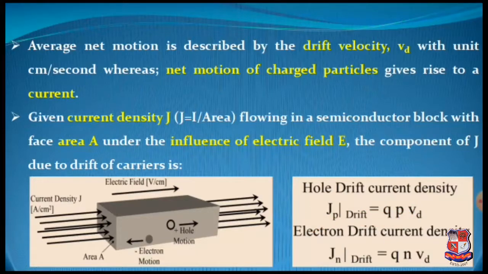Similarly, you can write the equation for electron drift current density, that is Jn drift, which is q n vd. q is again the charge of an electron, n is the charge carrier concentration of electrons, and vd is the drift velocity. Here you can see the electric field direction. Holes are moving in the direction of the applied electric field and electrons in the opposite direction. Cross sectional area is in centimeter square.